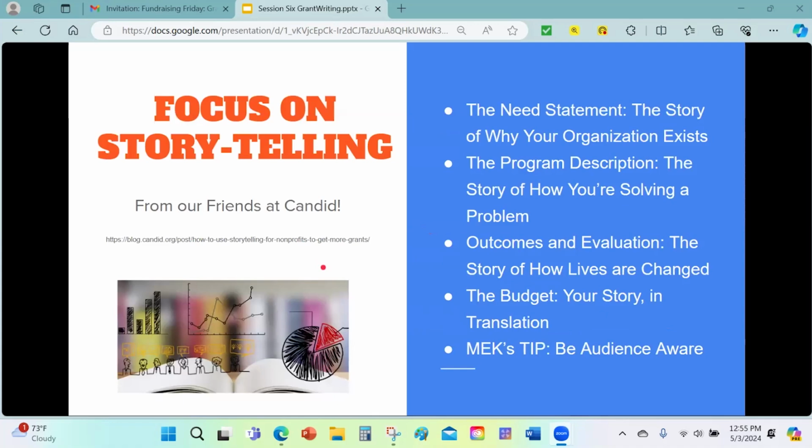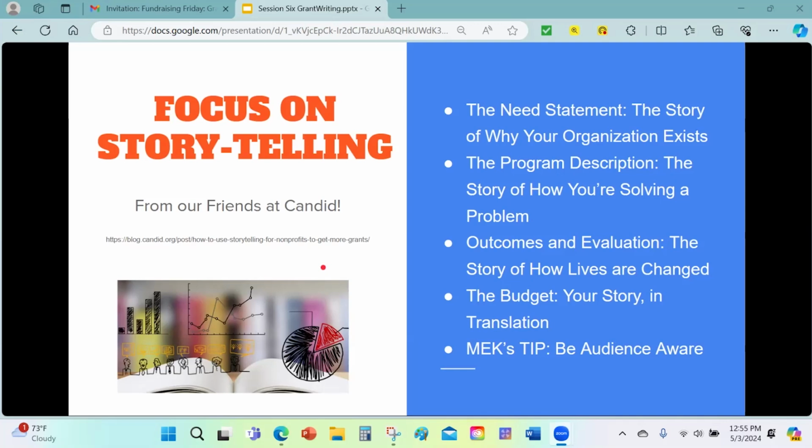This is also a wonderful tip from our friends at Candid. They say, in addition to everything we just talked about in terms of grant writing, think of all of those elements, but through the lens of storytelling. So your need statement is really a story of why our organization exists. What problems are we trying to solve? The program description is the story of how we're trying to solve a problem. The outcome and evaluation is really the story of how we are changing lives. The budget is how you're going to spend the money. It's the story of the money, right?